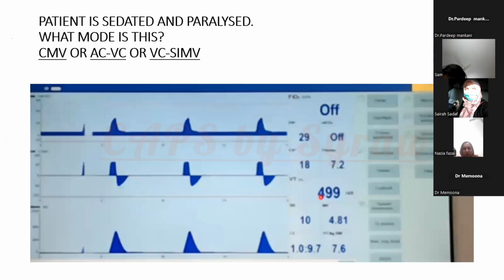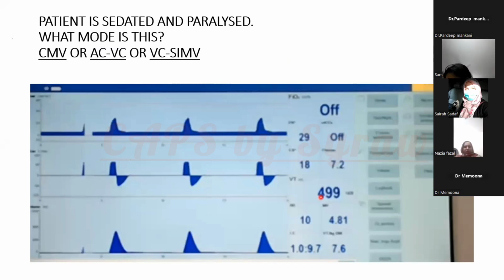Now, this is the final question. The patient is sedated and paralyzed. Looking at the graphs, can you determine which mode this is? Is it continuous mandatory ventilation, or is it VCAC, or is it VC-SIMV? Now, we've already discussed that if the patient is paralyzed. Mamoona, can I interrupt, please?